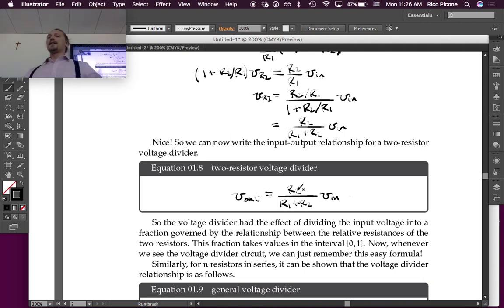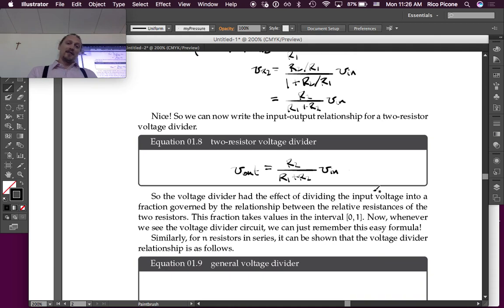If you want to rederive it every time, it might be a little slow on an exam, but you might be just super fast in general. So, it's up to you.